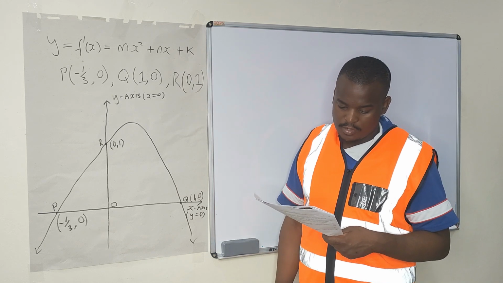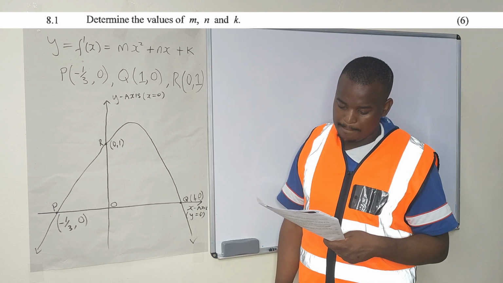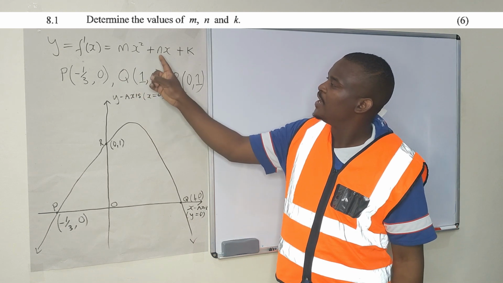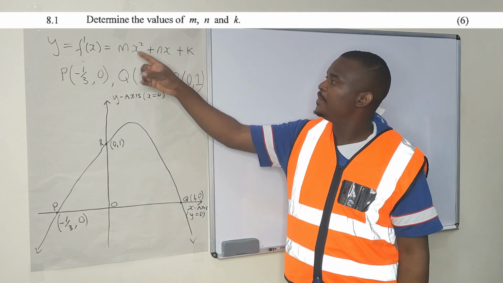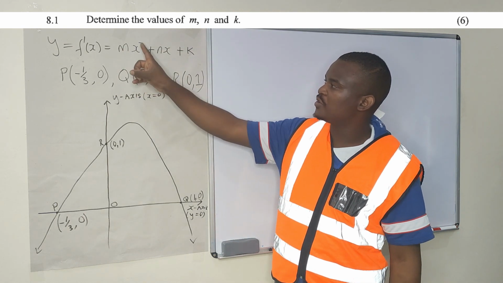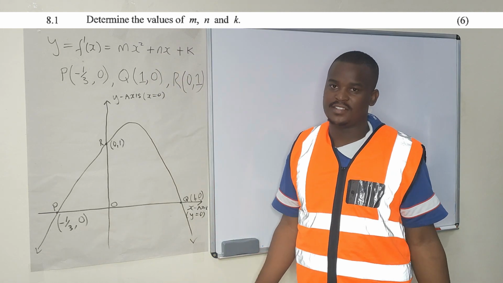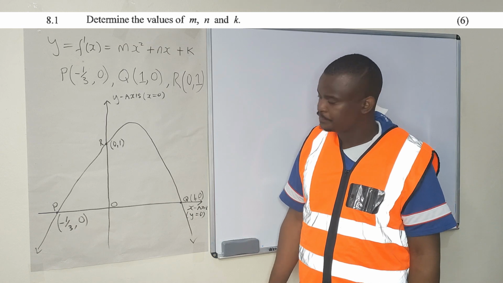So let's continue. I'll read the question now. Determine the values of m, n, and k. So they want you to find the values of m, n, and k. m is the coefficient of x squared, n is the coefficient of x, and k is the constant, which is the y-intercept. That's what they want you to find.